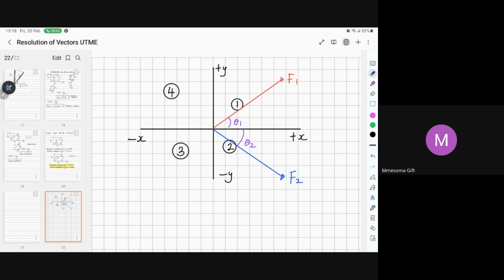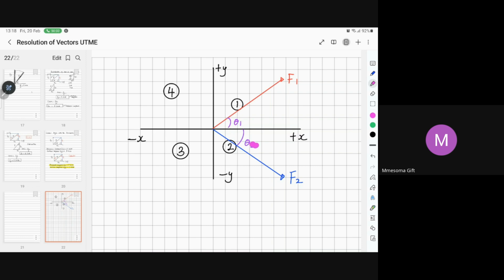So what I'm trying to say is that if I resolve this force to the vertical, you know it's going to be what? It's going to be what? F1 cos theta 1, because it's in the positive direction. Then if I resolve to the negative, to the vertical side, it's going to be what? F1 sine theta 1, because the angle is with the horizontal.